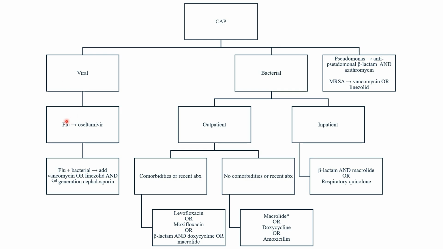Well, if you think it's flu, give them Tamiflu, oseltamivir. If you think it's flu and bacteria, remember what we said earlier. Viral illness, viral pneumonia is often followed by MRSA, right? So that's why you need to add vanc, or oral linezolid, and a third-generation cephalosporin. So you treat the viral cause and the bacterial cause at the same time, and the bacterial cause should include the possibility of MRSA.